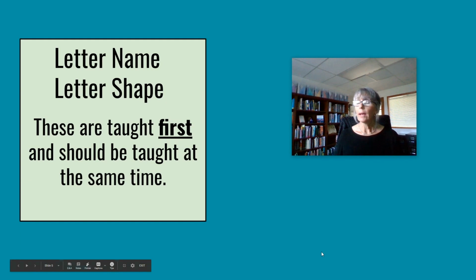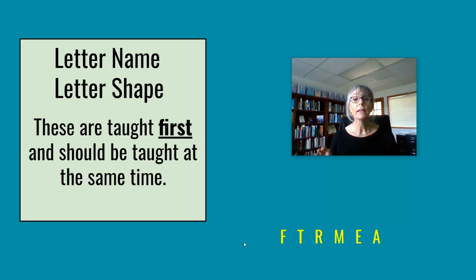So by the end of the first semester of kindergarten, my kindergarten student should be able to look at these letters and say F, T, R, M, E, A. If the teacher dictates the letter and the student can't see it, they should be able to write it. In kindergarten, we just want them to get the proper shape. It may not be the most legible. By 1st grade, it should be legible.